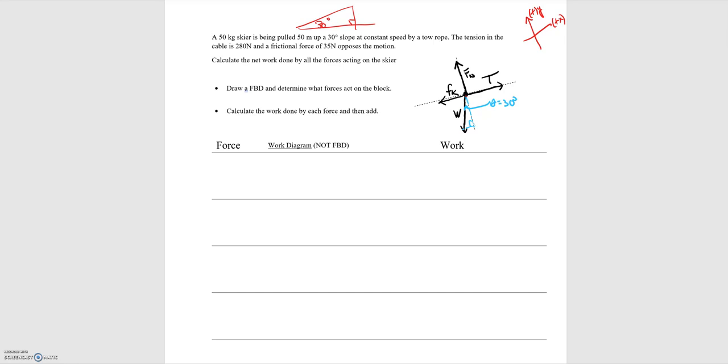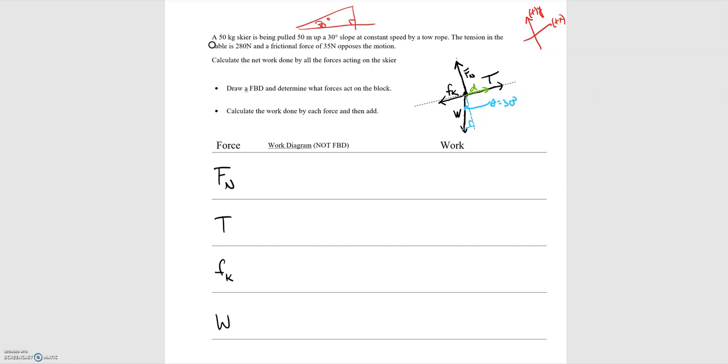So now that we've defined all of our forces, we can fill out this table. Just going down, F sub n, the normal force, we have the tension force, we have the kinetic frictional force, and then we have the weight force. So that's 4 forces, we'll need 4 work diagrams, and we'll need to calculate the work for each. So now we'll draw our work diagrams. Remember that the displacement vector is going to be along this positive x direction, d here, and that's because the skier is going up the slope.